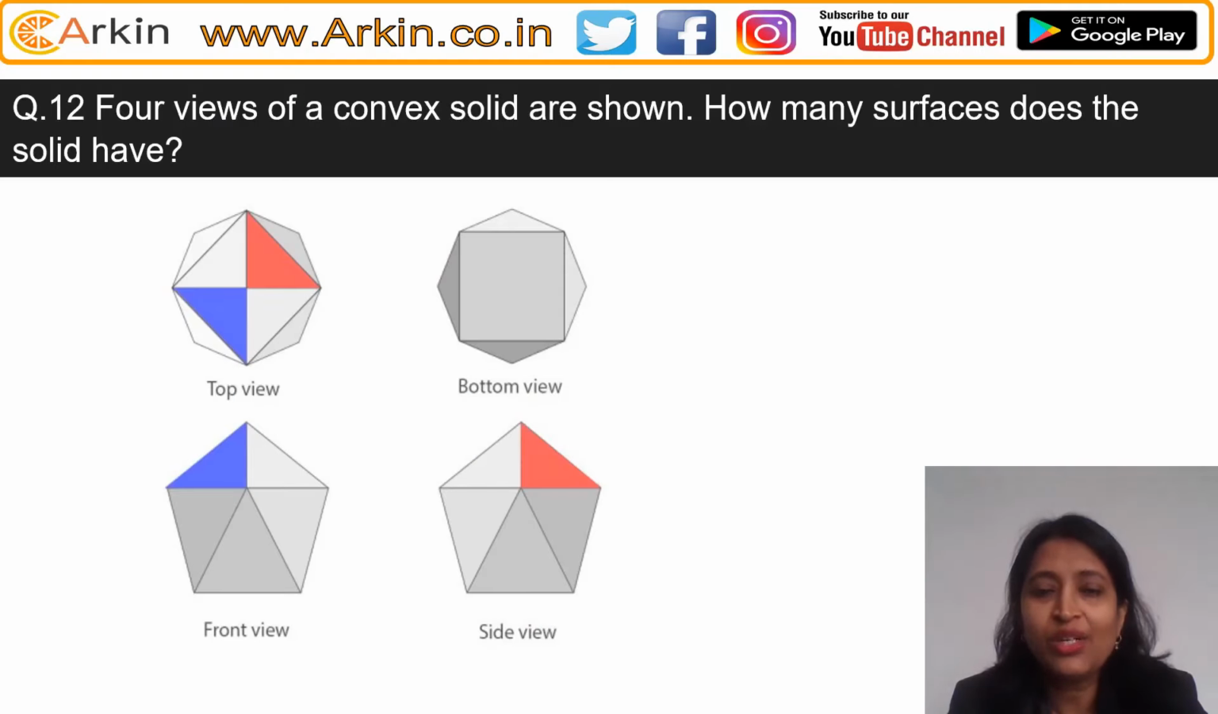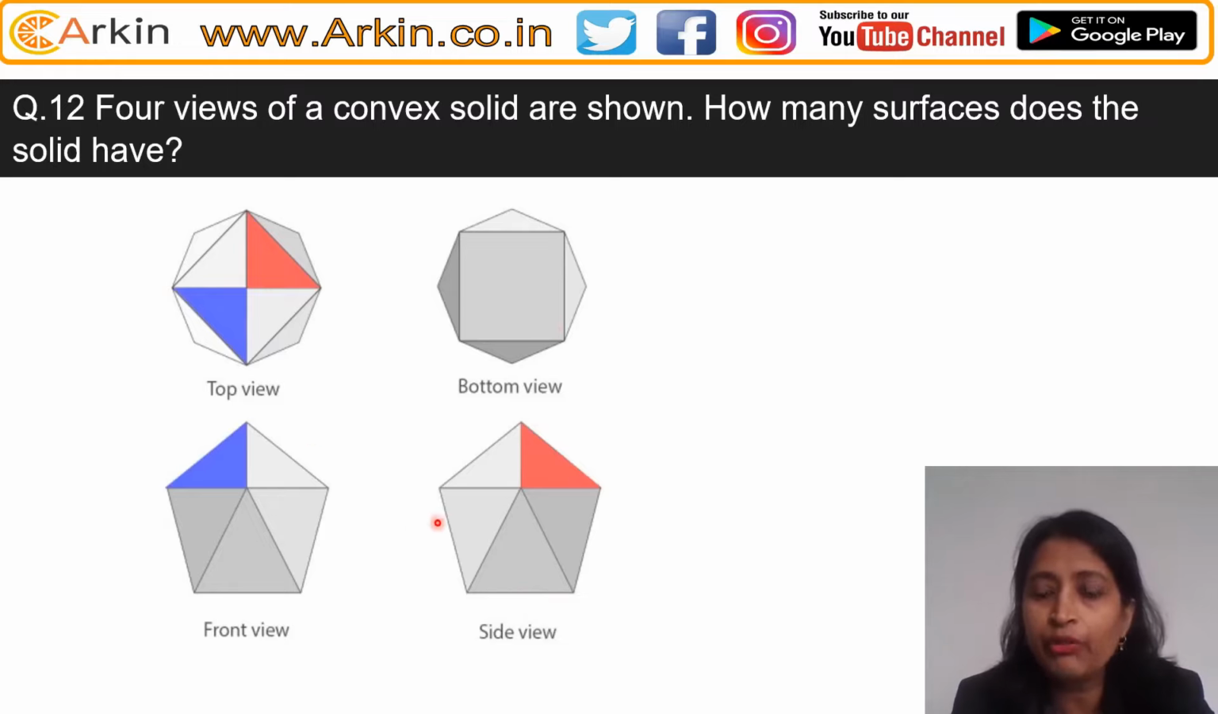Hi, so let's solve question number 12 of UCEED 2021 question paper. The question says that four views of a convex solid are shown. How many surfaces does the solid have? Four views are given here: top view, bottom view, front view and side view.